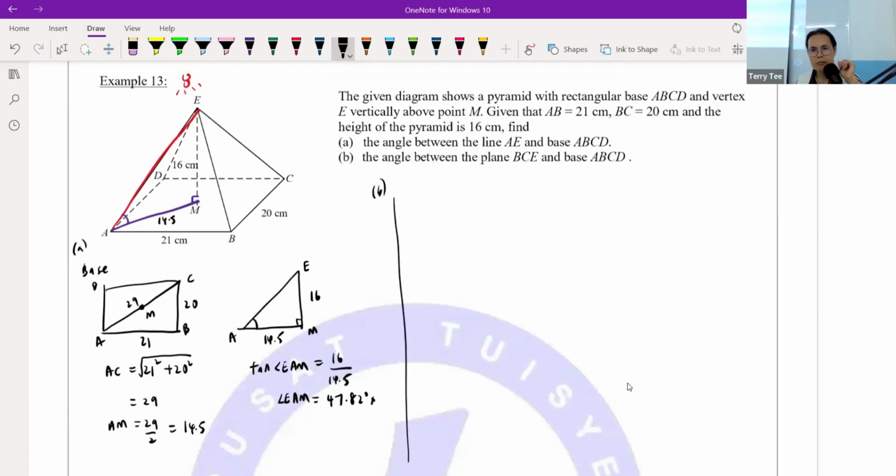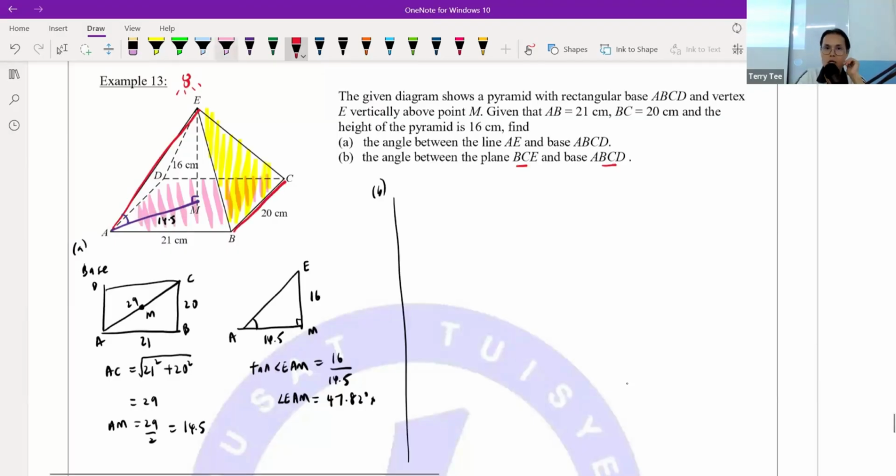Second part, how about angle between two planes? Okay, there are two planes here. The first plane is BCE. BCE, let me highlight here. BCE is the yellow plane. Second one is ABCD. ABCD is the pink color plane. All right, so now number one, let's identify the intersecting line. BC, BC. Okay, so we highlight this intersecting line.